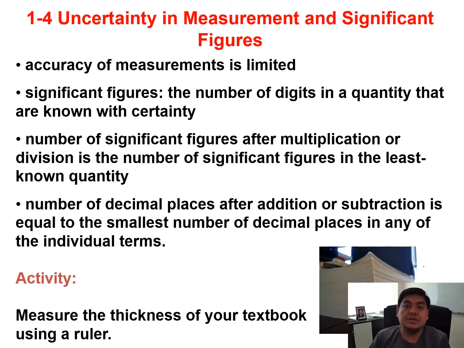Uncertainty in measurements and the significant figures. Accuracy of measurement is limited. For the significant figures, it is the number of digits in a quantity that are known with certainty. So the number of significant figures after multiplication or division is the number of significant figures in the least known quantity. So basically, uncertainty in measurements happens during our problems or when we are taking the measurements.